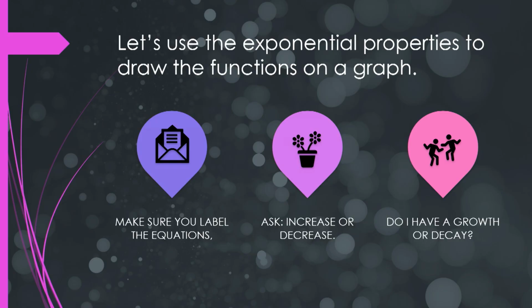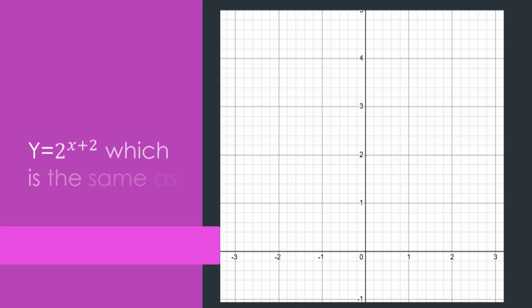We have to ask ourselves, are we increasing or decreasing? And do I have a growth or decay? So here we go. It says y equals 2 to the x plus 2, which is the same as saying y equals 2 to the x times 2 to the 2 squared. So obviously this is going to be 4.